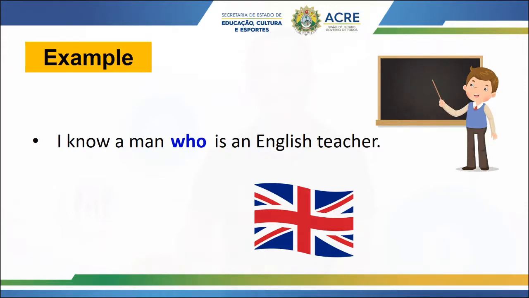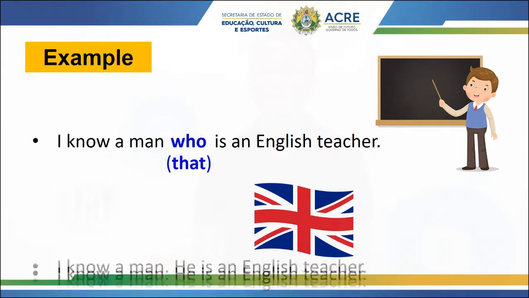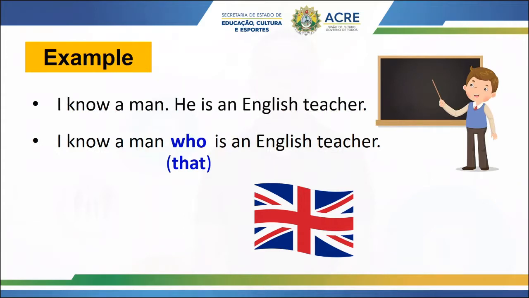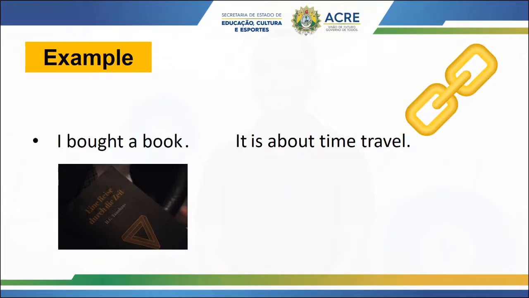And of course, we can always use that, okay? Remember that is used for both situations. We can use that to talk about people, to talk about things or animals, etc., right? So let's see again how it was before. There you have the 2 sentences: I know a man, he is an English teacher, and now they are combined into just one sentence, right? I know a man who is an English teacher. Okay, let's see some more.